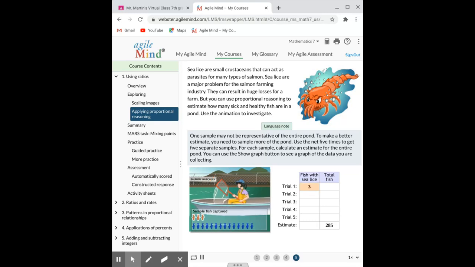All right. So in this one, she captured 3 with lice, and there were 17 in total. So what we're going to do is take this amount and set it up exactly like they did. So I'm going to take this dark blue and write right here, I got 3 over 17, and I'm going to set it equal to x over 285. And I want to find the scale factor like Kalia said a while ago. So I need to do 285 divided by the total amount of fish we just caught, which was 17.